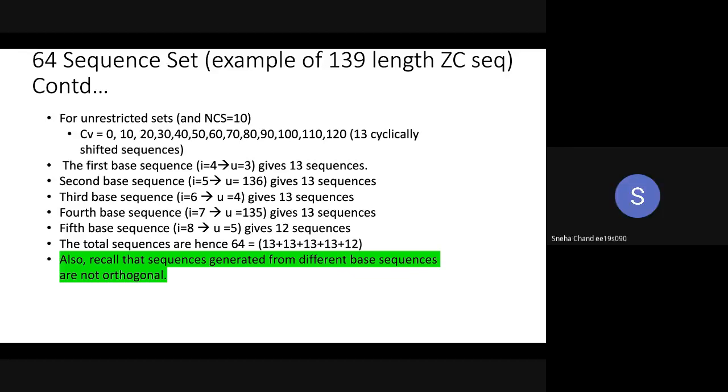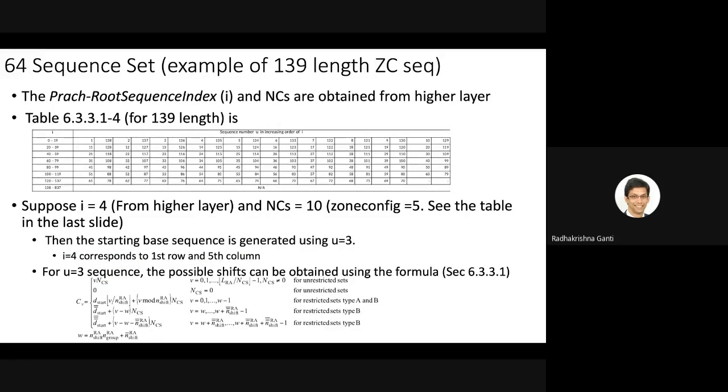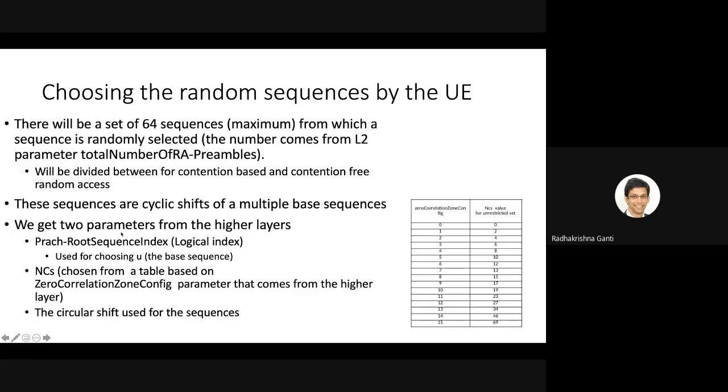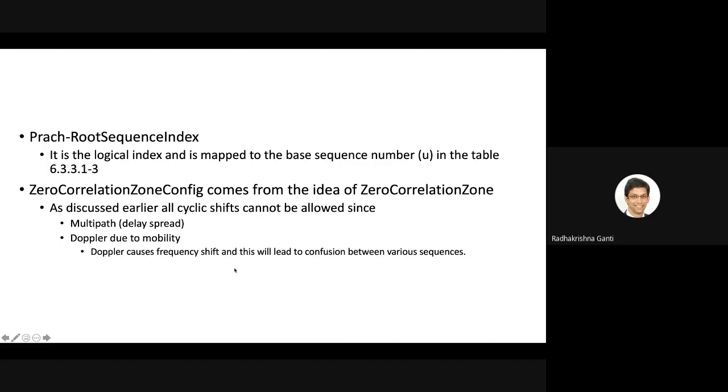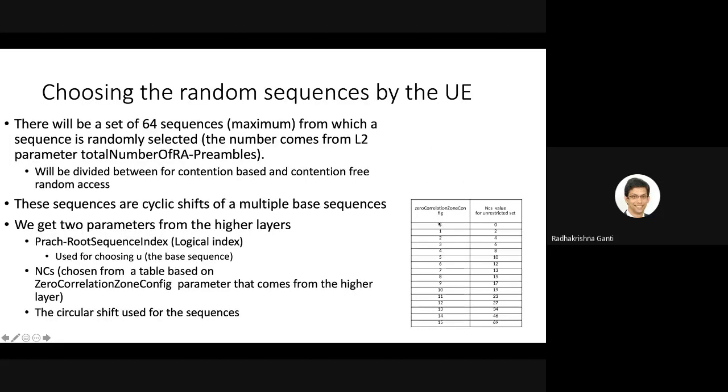Yes, sir. Okay. So there are two parameters you are getting from higher layer parameters. One is the PRACH root sequence index, and the other is the zeroCorrelationZoneConfig. These are both there in SIB1. From the zeroCorrelationZoneConfig, there's a table. The table number I'll put somewhere; it's there in 38.211. In there, using the zeroCorrelationZoneConfig, you can find the NCS value.